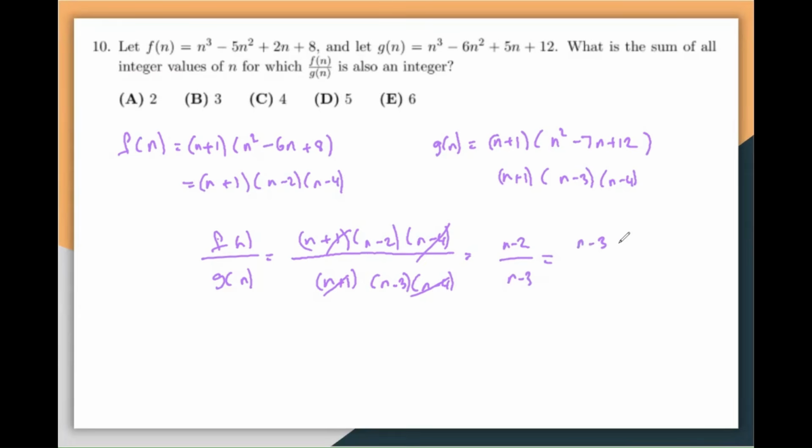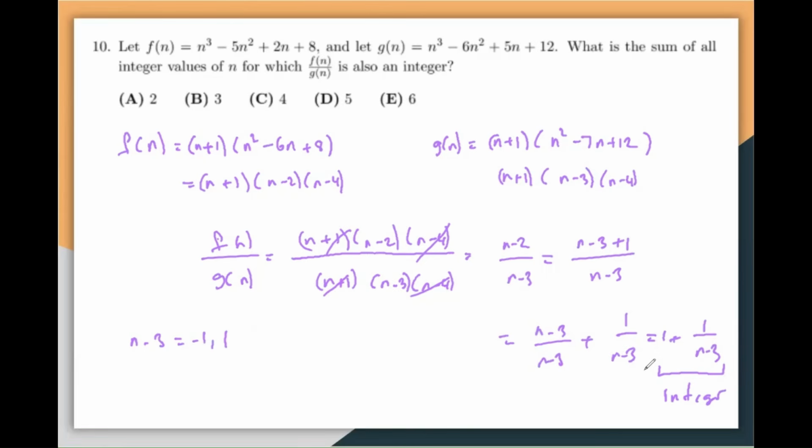So you should get n minus 3 plus 1 over n minus 3. And that will give us n minus 3 over n minus 3 plus 1 over n minus 3. So that's just 1 plus this expression, 1 plus 1 over n minus 3. We want this result to be an integer. So to get this integer, this fraction should be an integer, so 1 should be divisible by n minus 3. So n minus 3 could be -1 or +1. In that case, that would be an integer.